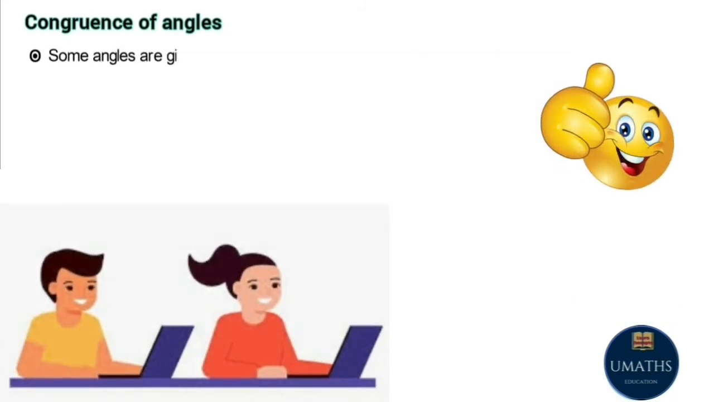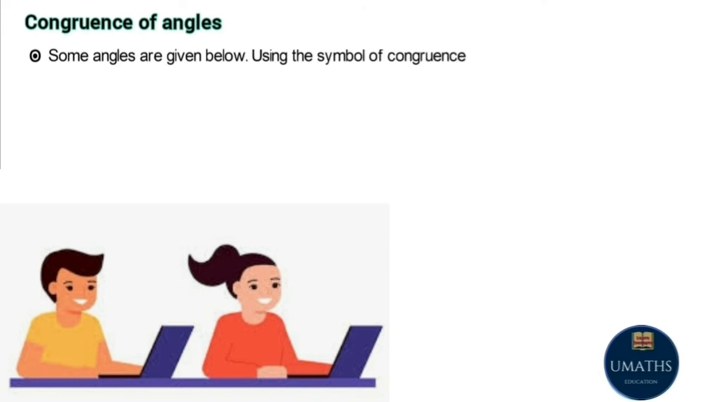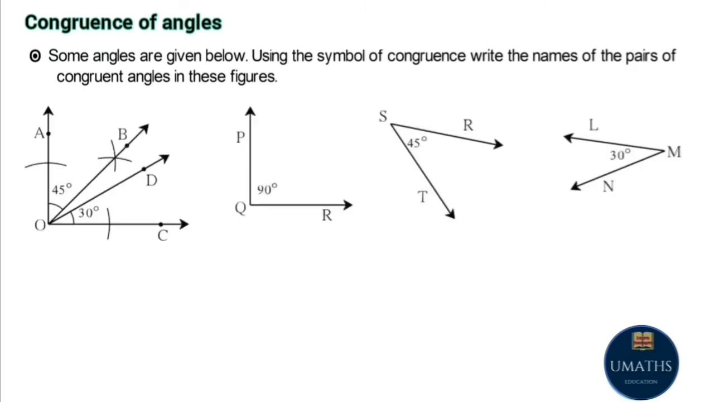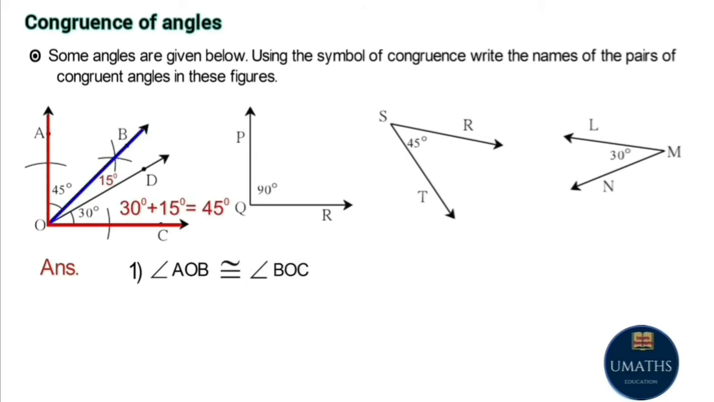Let us see this question now. You can also solve with me. Some angles are given below. Using the symbol of congruence, write the names of the pairs of congruent angles in these figures. Angle AOB is congruent to angle BOC because ray OB is the angle bisector. Angle AOC is a right angle. Therefore, angle AOB and BOC will have the same measures as 45 degrees.